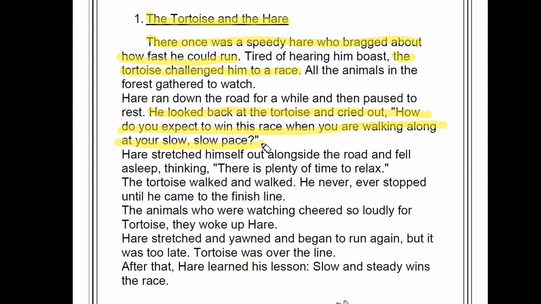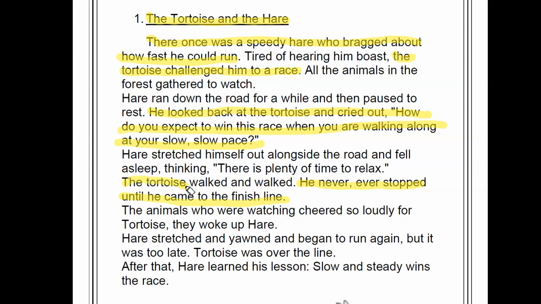Hare stretched himself out alongside the road and fell asleep. So he basically just went, you know how you stretch before you go to bed and then you get all comfy. Okay, there's plenty of time to relax. We'll see. Tortoise walked and walked. He never ever stopped until he came to the finish line. Don't you think that's important? What does that tell you about Tortoise?